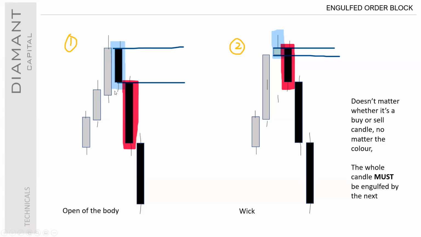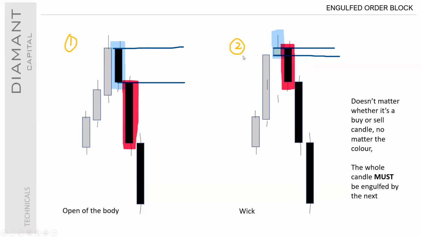In this example, we've got the standard order block, which is the gray box on the top left. That's what you could have entered on. Now, what we're looking at here is the engulfed order block. It doesn't matter whether it's a buy candle or a sell candle, whether it's gray or black, whatever it may be. Our key takeaway here is that the whole candle must be engulfed by the next one. So let's look at what I highlighted in blue. It's the last candle at the top, but then the next one is engulfed in red, as I've highlighted.